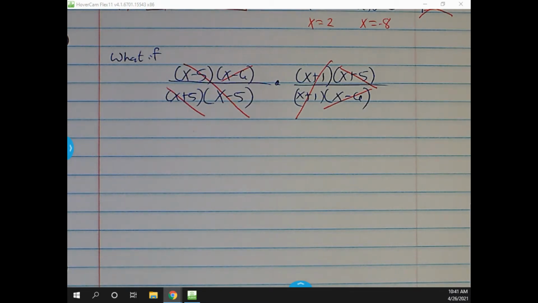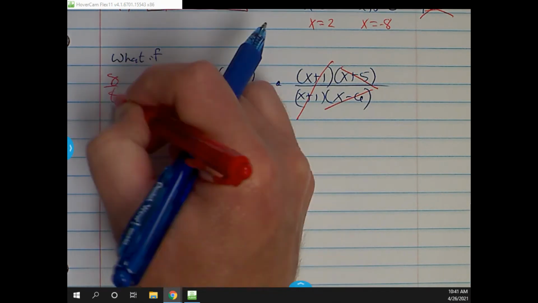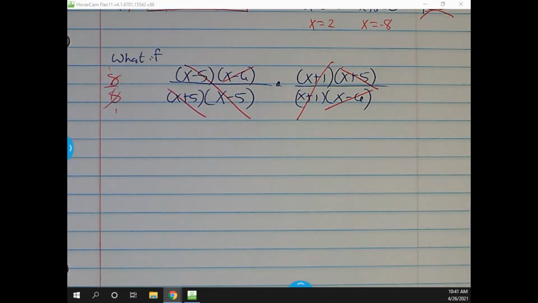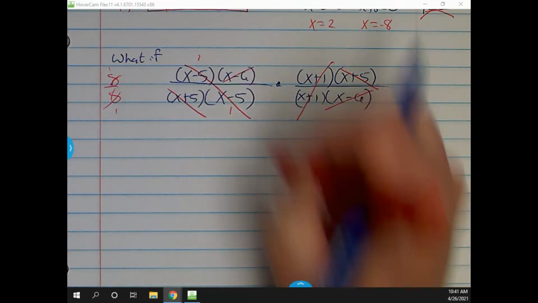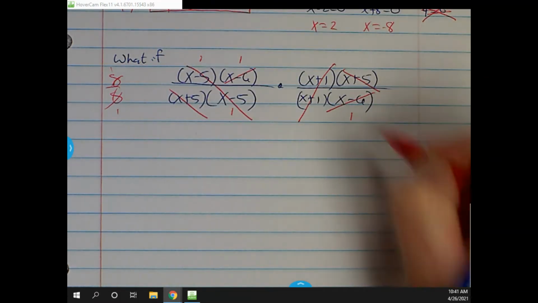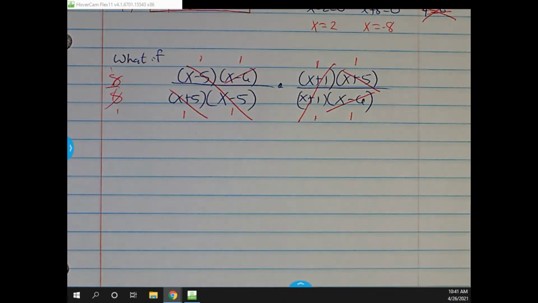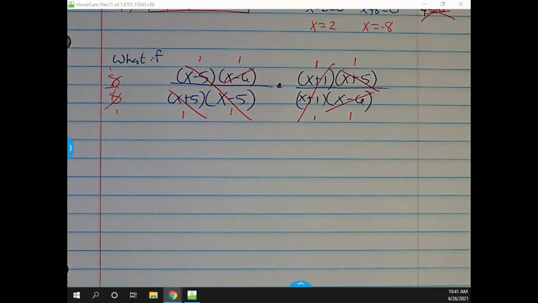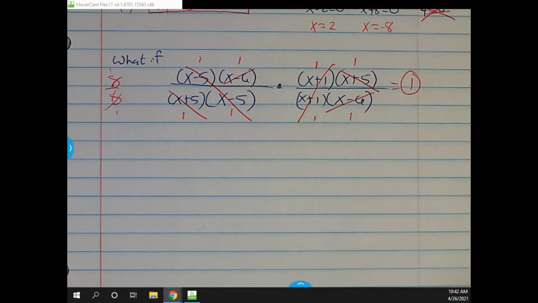Y'all remember going back, let's say, if we had 8 over 8, we'd cancel both of these and put 1s in their places. Remember, when you cancel these, technically you're still putting 1s. You put a 1 when you cancel this one, a 1 when you cancel this one, and a 1 when you cancel that one. So if everything cancels out, the answer would be just 1.